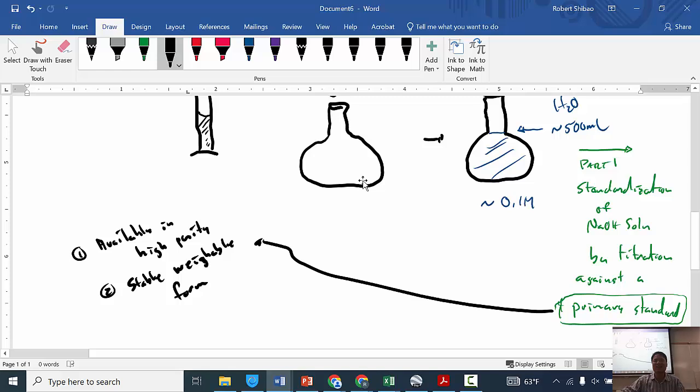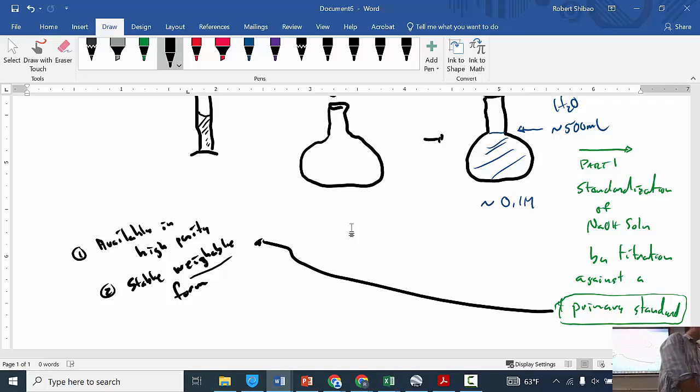This sodium hydroxide is not what we'd call a primary standard, but we're going to standardize it. And standardizing is just figuring out what its concentration is as accurately and as precisely as we can. But primary standards are different. When we're doing things like measuring volume, that's not so easy.